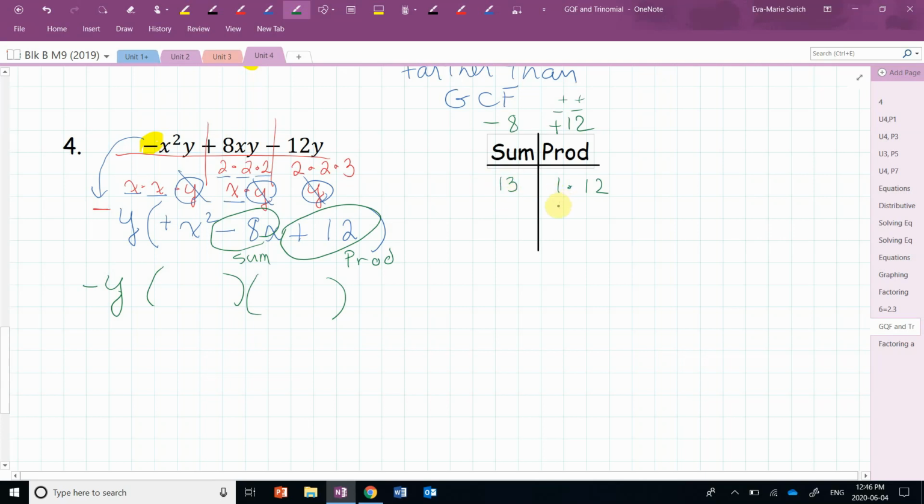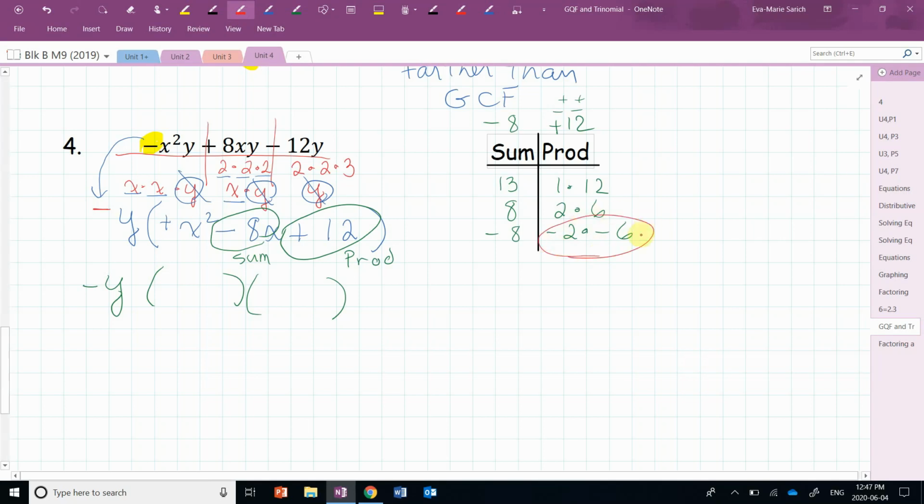Let's try another combination, right? 2 and 6. When we add those together, what do we get? We get 8. Well, we got the right number, but the wrong sign. So change the signs. Those are going to be negative 2 and negative 6, multiplied to give you positive 12. When we add them, they give us negative 8. So those are the combinations we're looking for.